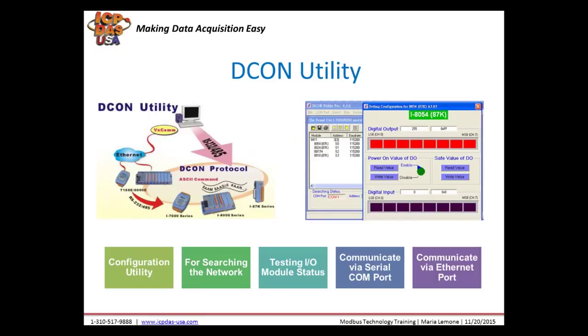Our Modbus RTU-based equipment is set up on a computer with DCON Utility, a software utility that allows you to search the network, configure addresses and I/O types, baud rates, parity bit, checksum, and to test the input and output status. DCON Utility can communicate with Modbus RTU equipment through the COM port or a virtual COM port that is set up with an Ethernet to serial converter.